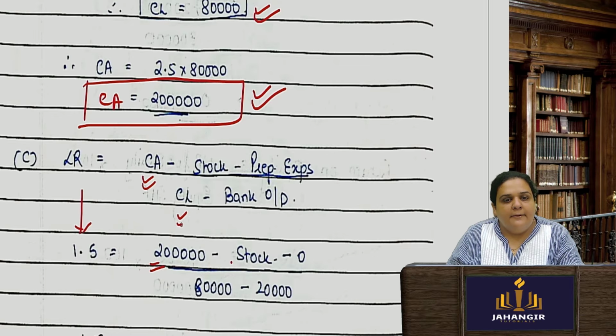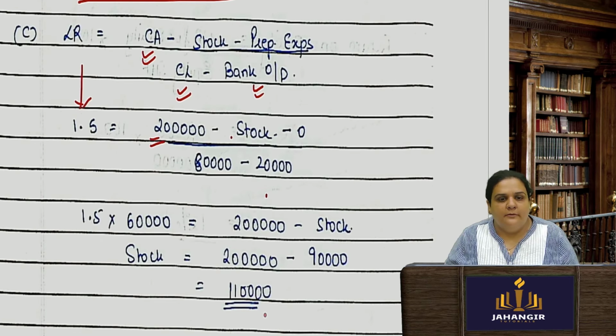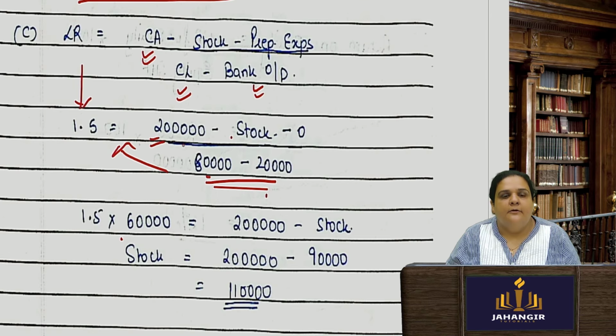Divide by current liabilities. Bank OD they have given to me 20,000. Now I can do it. Okay, this is going to become 60,000. So 1.5 into 60. I'll take it on the other side.